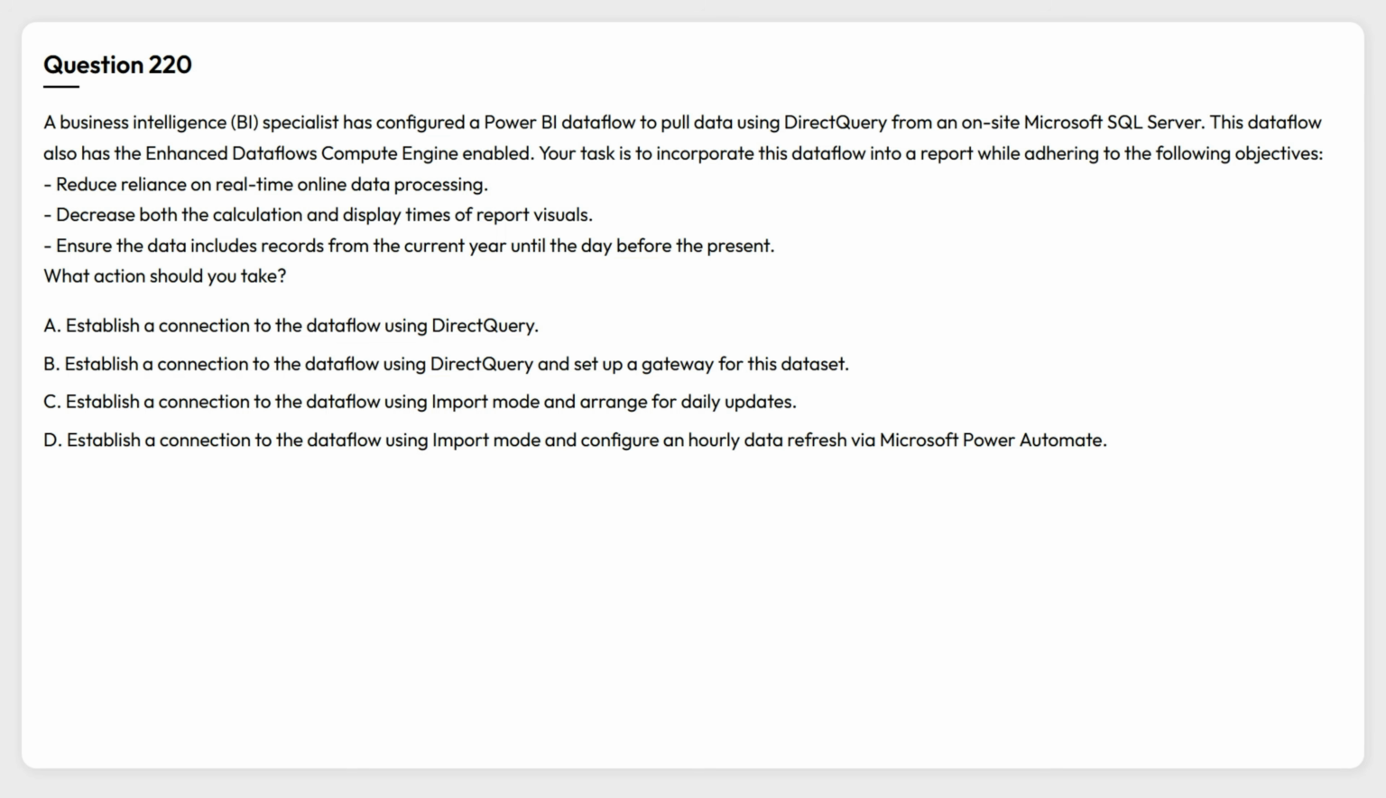Option A, establish a connection to the data flow using direct query. Option B, establish a connection to the data flow using direct query and set up a gateway for this dataset. Option C, establish a connection to the data flow using import mode and arrange for daily updates. Option D, establish a connection to the data flow using import mode and configure an hourly data refresh via Microsoft Power Automate.